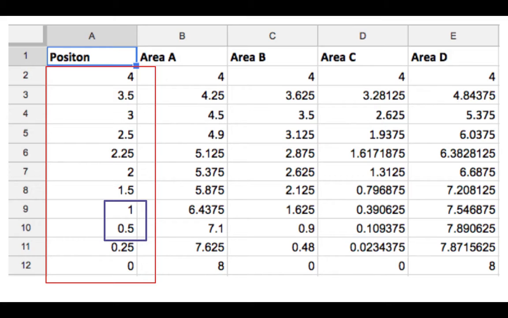We already found the areas for the endpoints 1 and 0.5. Now, we repeated these steps for the other positions, doing the same process from 4 to 0.